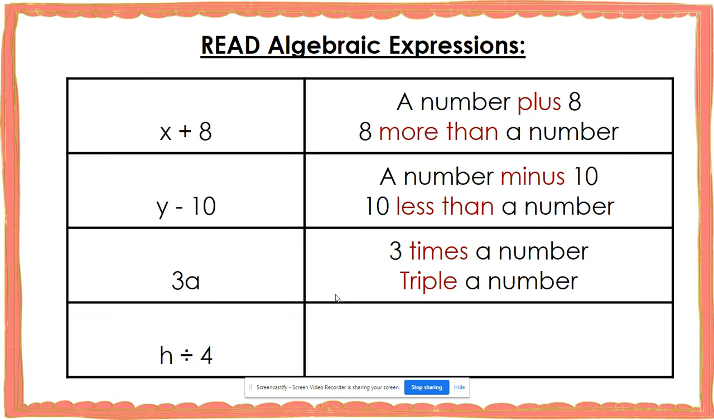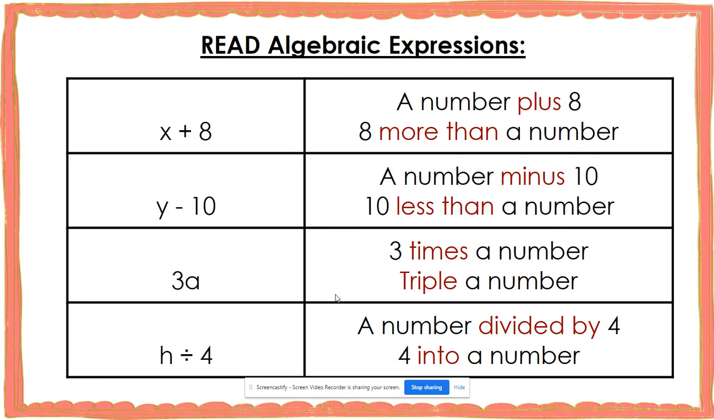Finally, we have h divided by 4. For this, I would say a number divided by 4. Or I could say 4 into a number, or the quotient of a number and 4.